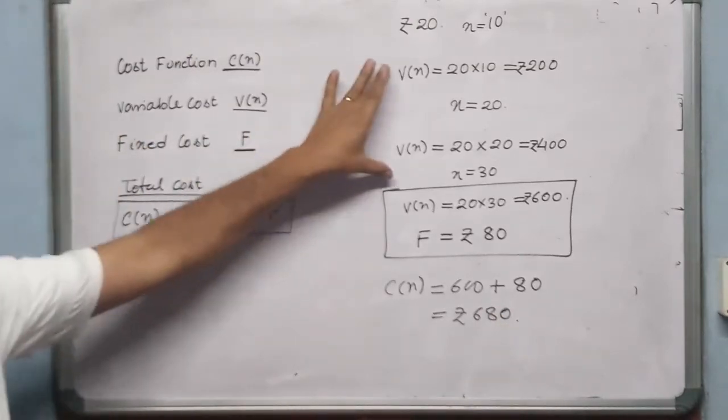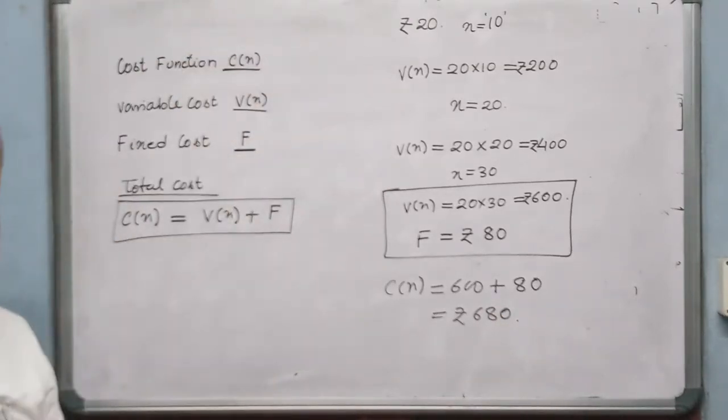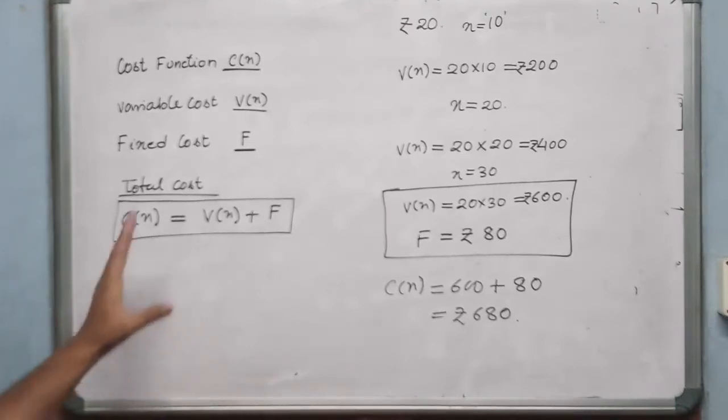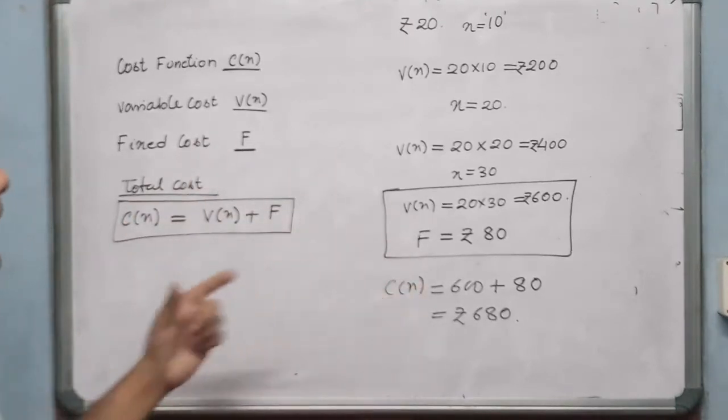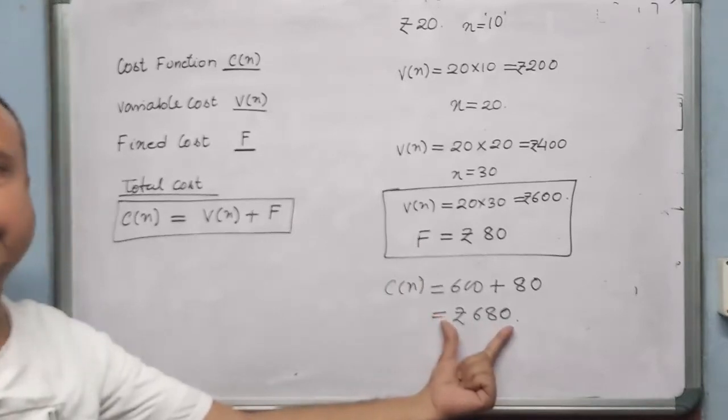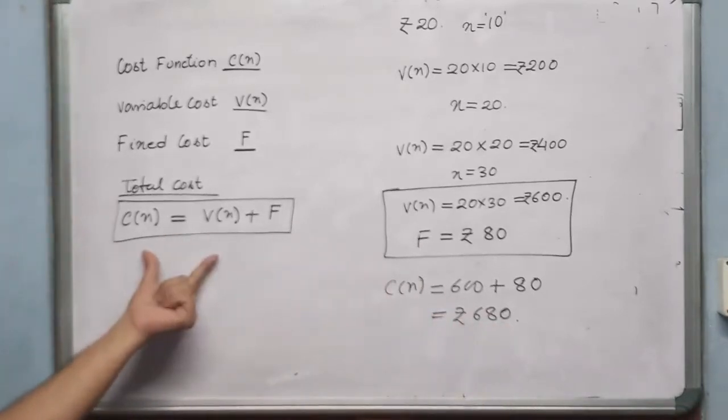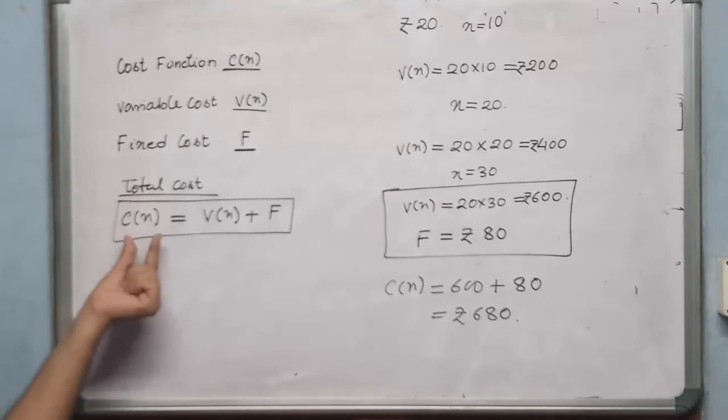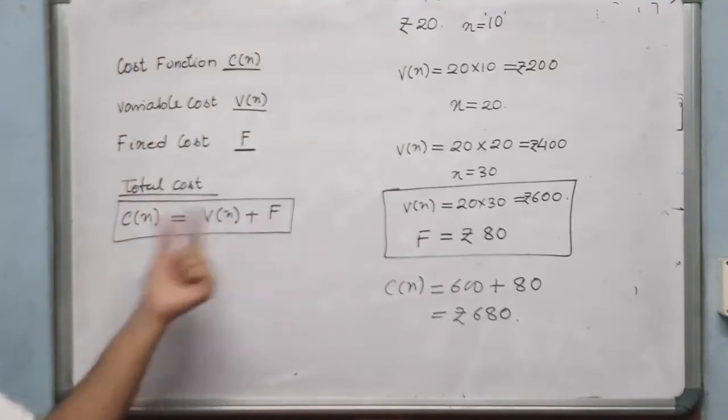Hope you understand the concept of variable cost. Variable means if you increase the number of the product, definitely the cost will increase. If you decrease the number of the product, the cost will decrease. It's the concept of variable cost and fixed cost, and the total cost is given by C(x), that is the cost function. And this is the formula to calculate the cost function: cost function equals variable cost plus fixed cost.